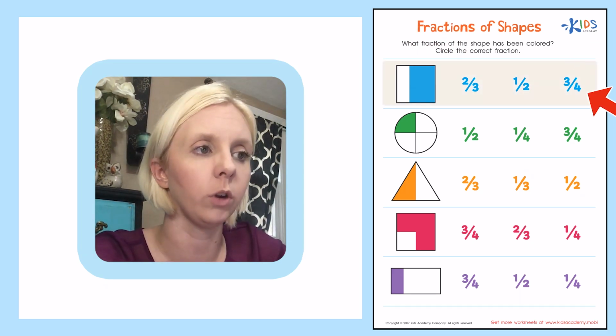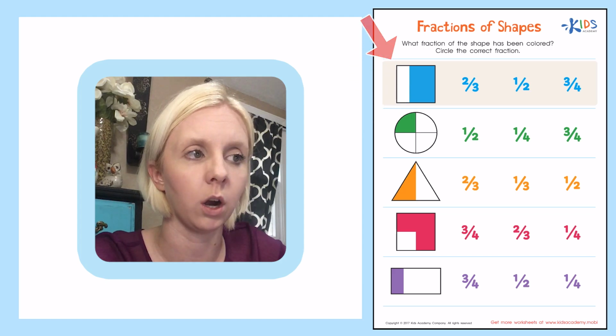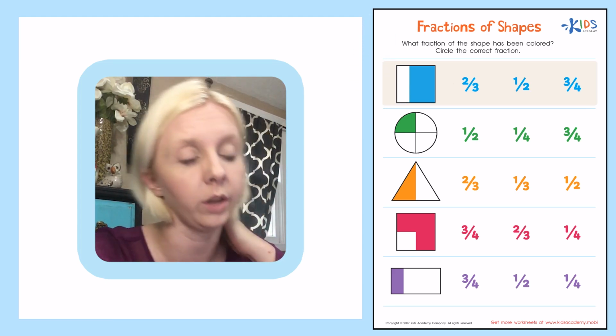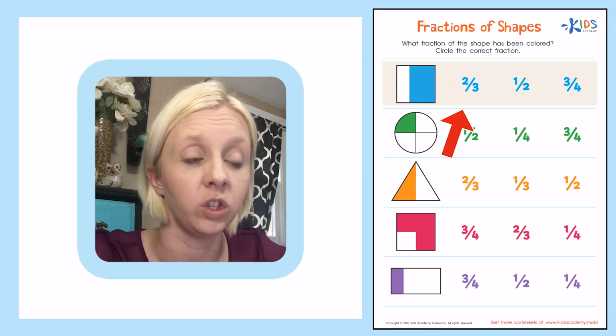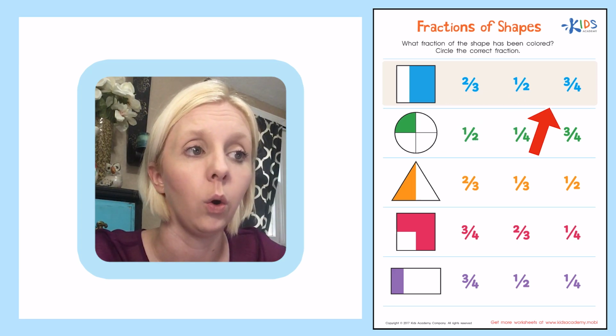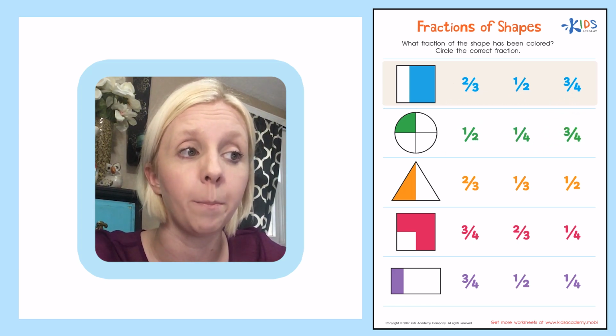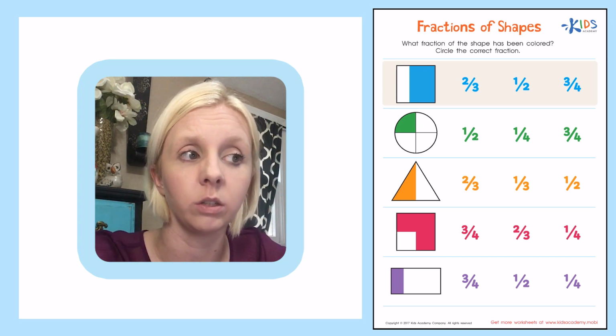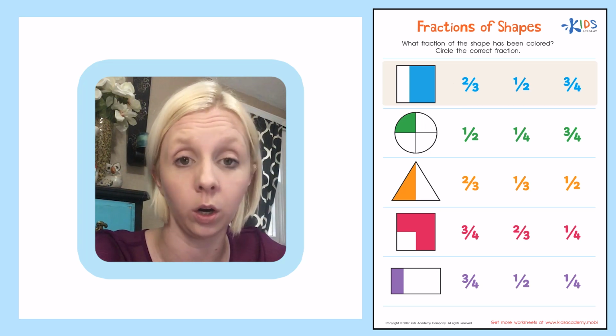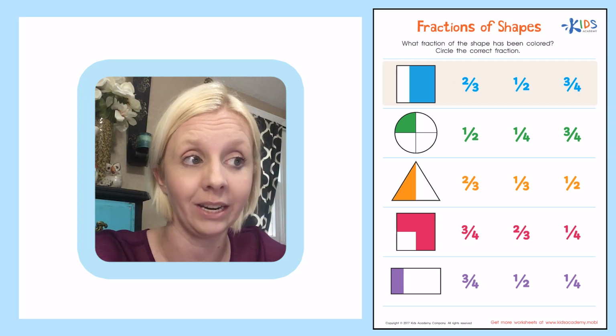So let's come over here and look at our different options. We've got a square to start with, and we've got 3 choices. We have 2/3, 1/2, or 3/4. Now the bottom number of a fraction tells us how many equal parts the shape is divided into.